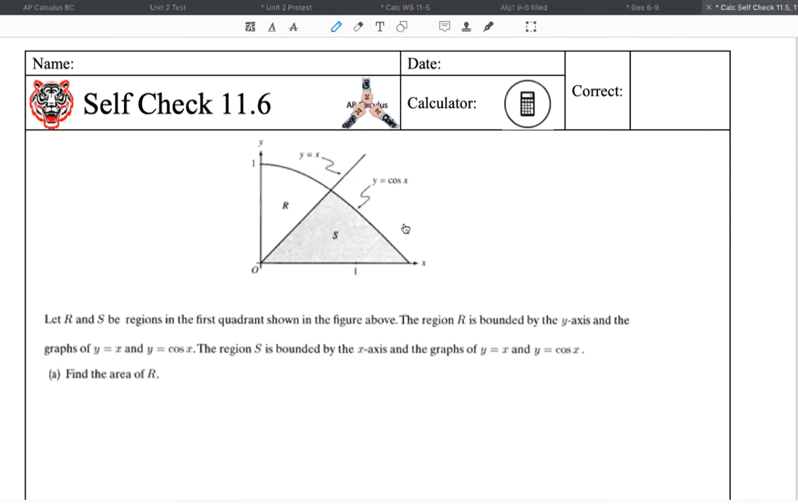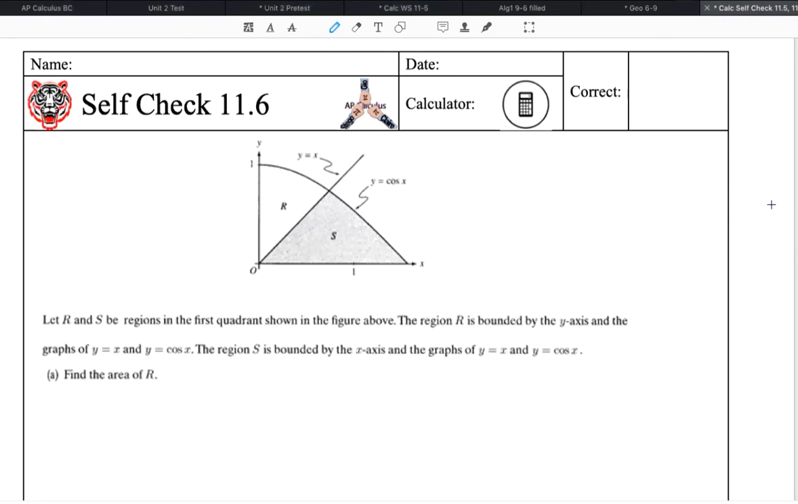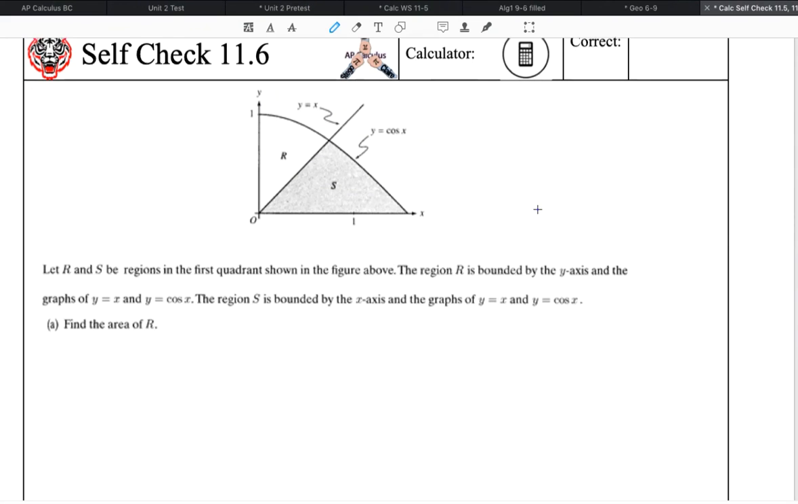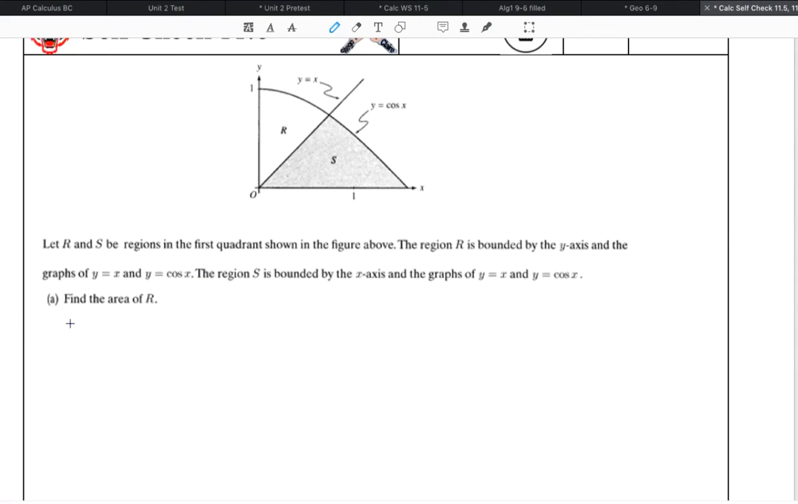All right, so self-check 11.6. Again, a calculator-enabled self-check. This is going to be our last self-check before we do the pre-test tomorrow on Friday. So very similar questions. Find the area of R. Area of R is going to be equal to the integral of the top minus the bottom. So what is that going to be equal to? It's going to be the integral between something and, we don't know this interval. What is that x-coordinate? We don't know that x-coordinate.